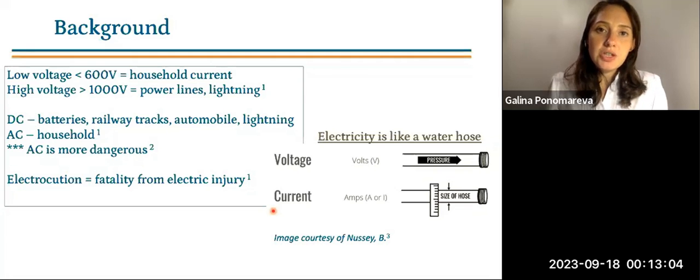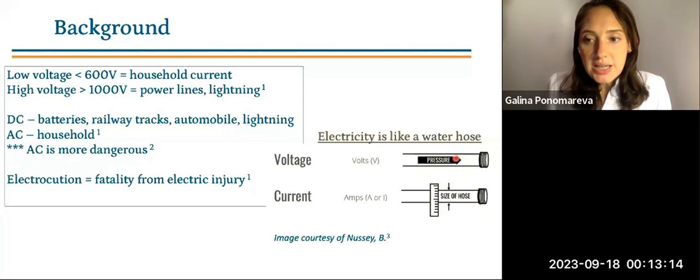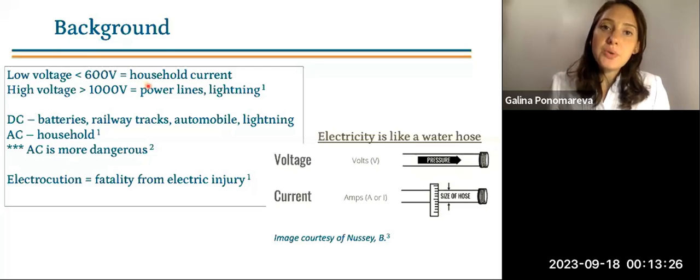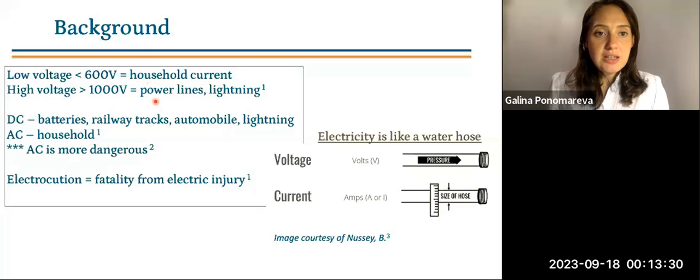I really like the analogy used by Ben Newsey in using a water hose to explain voltage and current. In his model, voltage, similarly to water pressure, is the force that drives electrons from high to low potential, creating flow. Low voltage is considered to be under 600 volts, and this can be found in household circuits. High voltage is considered to be above 1,000 volts and is found in power lines and in lighting.